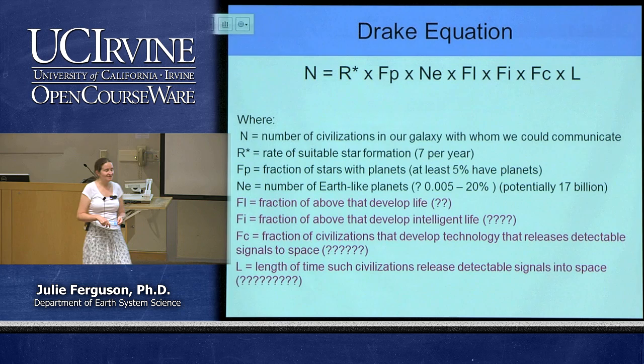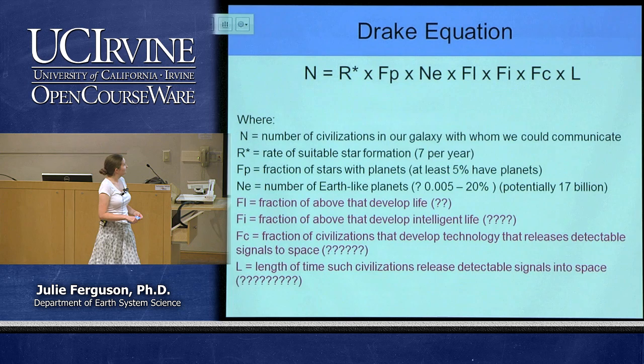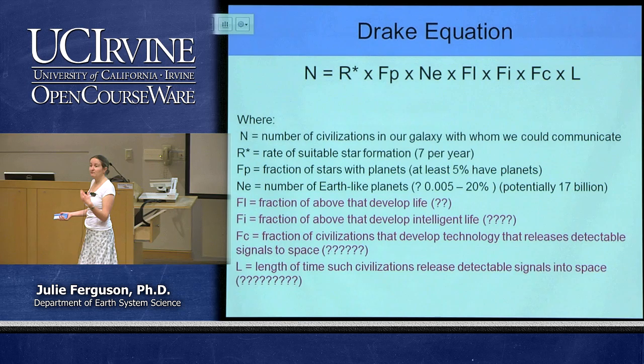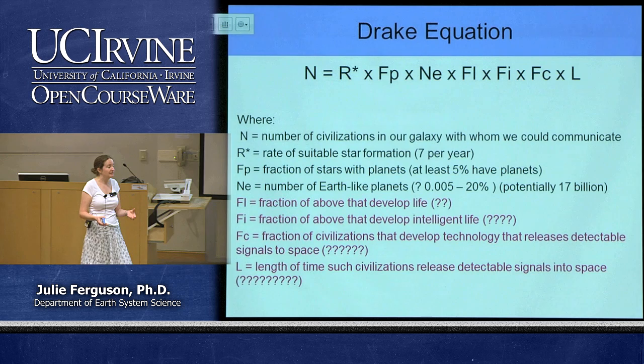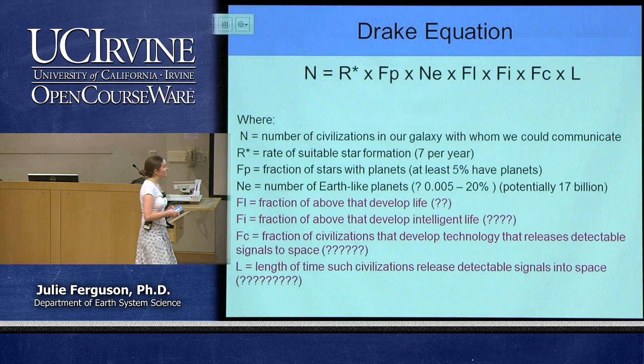And then we get into stuff that's a bit dodgy. Okay, fraction of the above planets that develop life? That's the really big question. And that's why we're looking at places like Mars, and we're really interested, because if Mars developed life independently, then the odds go way up that life could develop on these other planets as well.